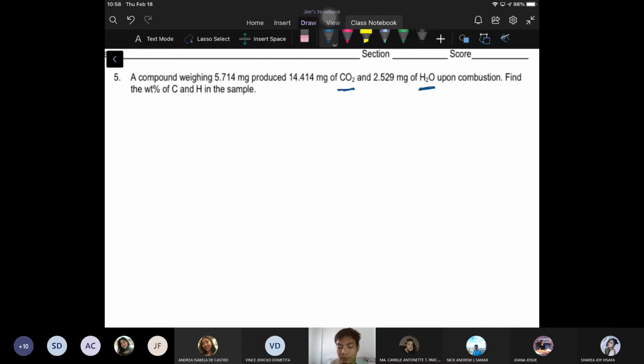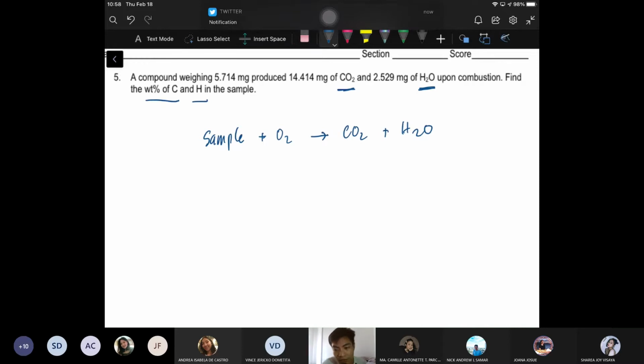So, ayan. So, ano meron dito? Yung sample mo, yung sample that is combusted with oxygen to produce carbon dioxide and water. So, basically, combustion reaction to. Okay. So, ang hinahanap sa problem sa atin is yung percent weight of carbon and percent weight of hydrogen. So, how are we going to do that? Okay.